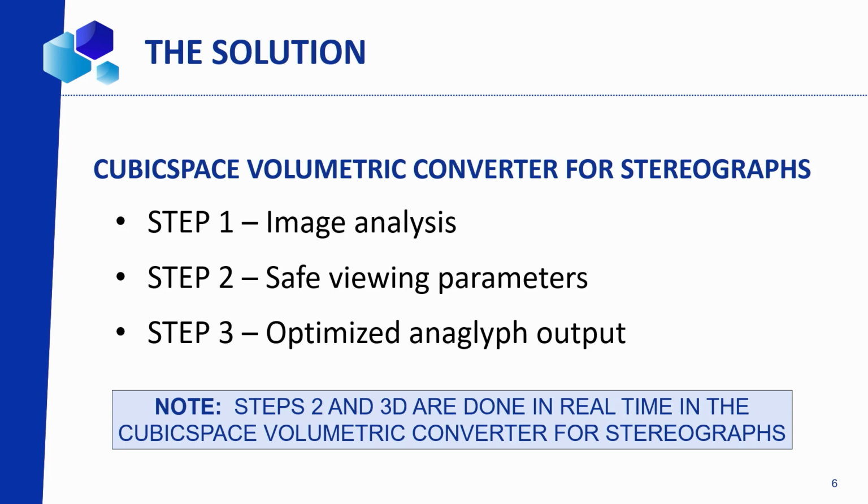So what did we do? We set out to say, okay, we cannot do a one-size-fits-all approach, so we will have to adapt for every single picture. In order to do this, we do it as a three-step process. The first step is image analysis. We look at the picture and we try to determine key characteristics of the image in order to be able to do the processing. Then we establish the safe viewing parameters, and we optimize the anaglyph output. Steps 2 and 3 are done in the player, in the CubicSpace volumetric converter. So that's where it's done. And step 1 is done before, to archive some information.